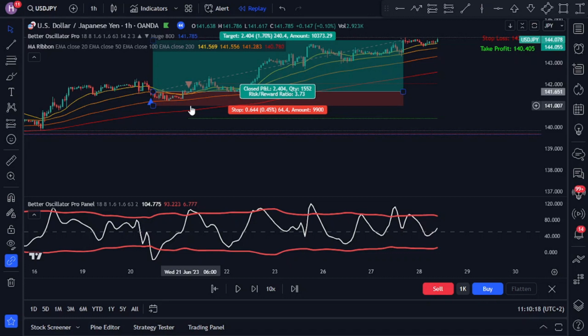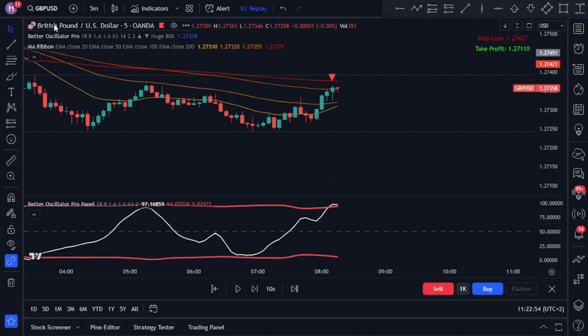Now that we have covered 2 buy trades, let's take a look at the other side of the spectrum with a sell or short trade example. This time on the chart, I have selected the British pound against the US dollar on the 5-minute time frame.